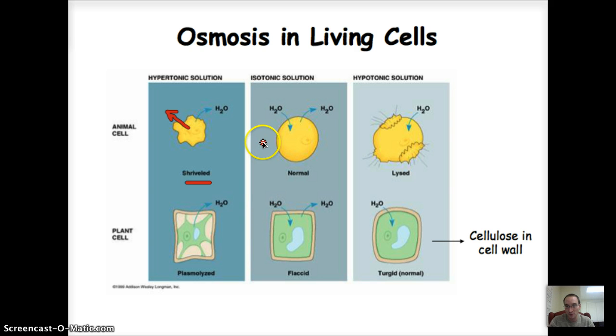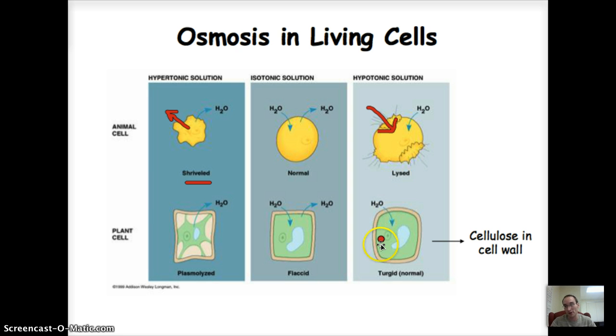So this is kind of what we want. That's an isotonic solution. Same amount of concentration inside and outside the cell. Finally, when we have a hypotonic solution, what takes place is we have more of a water concentration on the outside of the cell than inside of the cell. So water is going to travel to the inside of the cell, and what can take place is the cell can actually burst because of this.